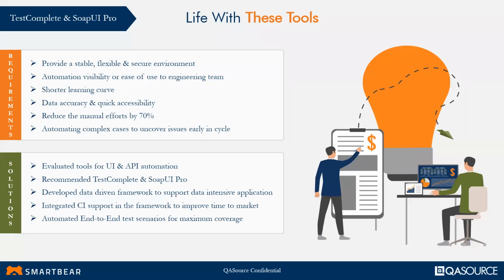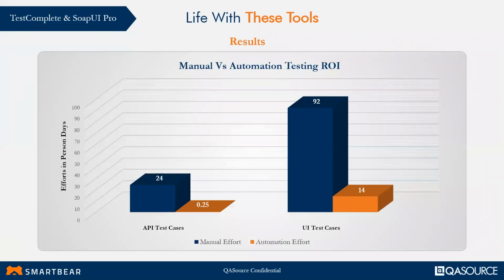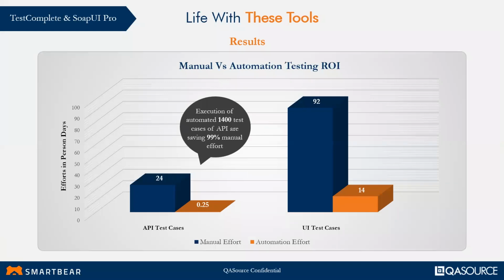So let's have a look at a graphical representation to understand the real-time ROI that we were able to generate for our clients. There were a total of 1,400 API test cases to be automated, and the manual effort took us about 24 days, as you can see in the graph. And with automation, we were able to reduce it by over 99%; it's about a quarter of a day, we were able to deliver the results of these 1,400 API tests.